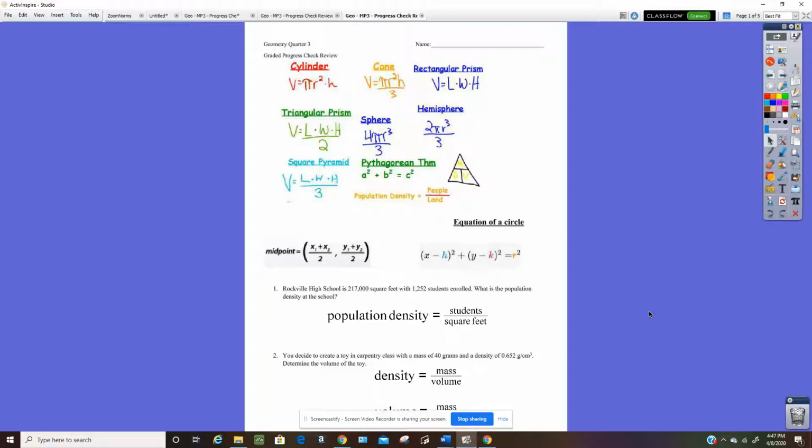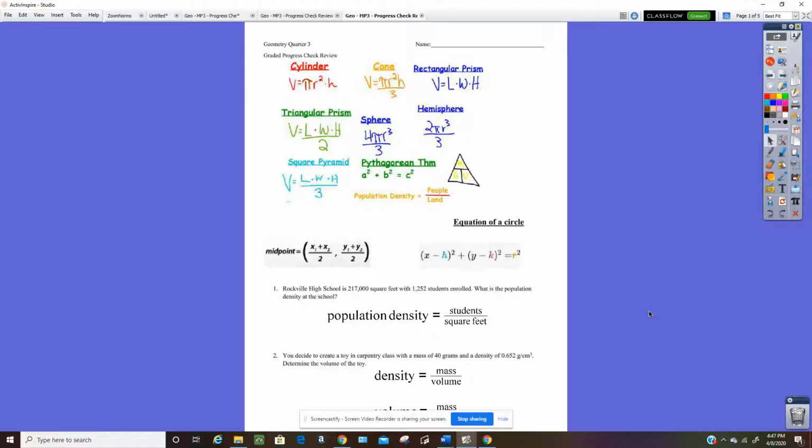All right, these are some hints for the only required assignment to finish out quarter three for geometry. So at the top of the page here are the formulas. I posted this as a PDF under the assignment.